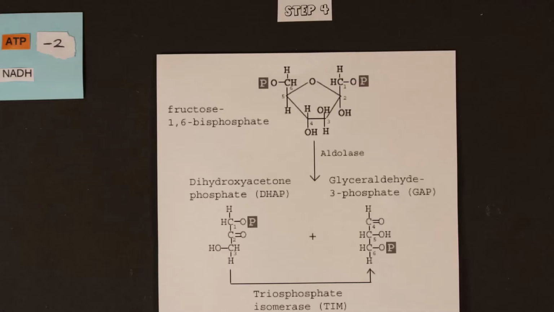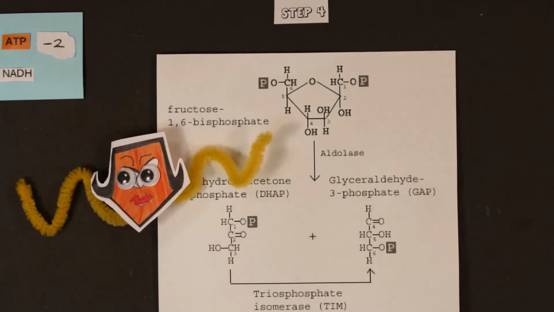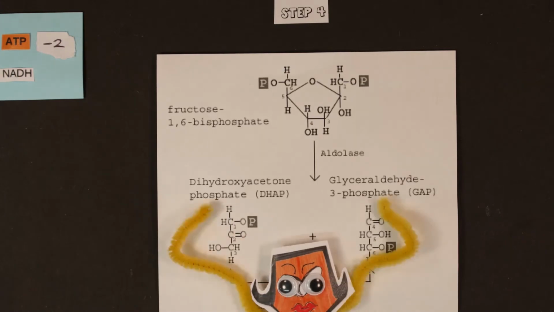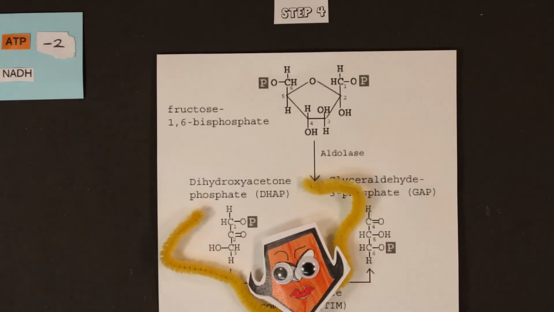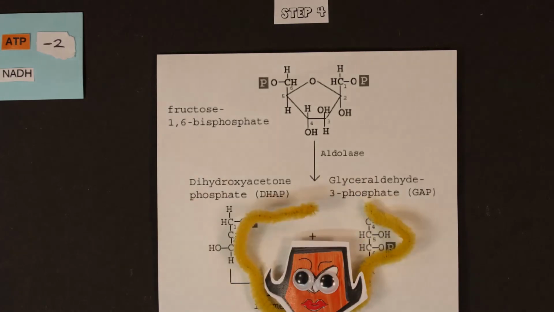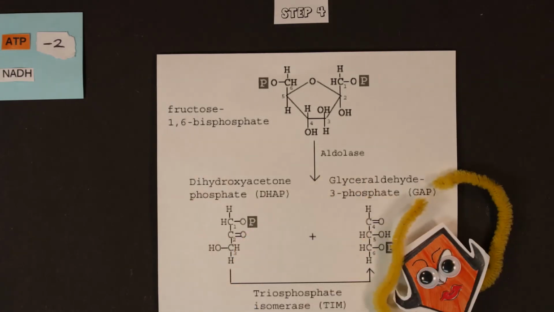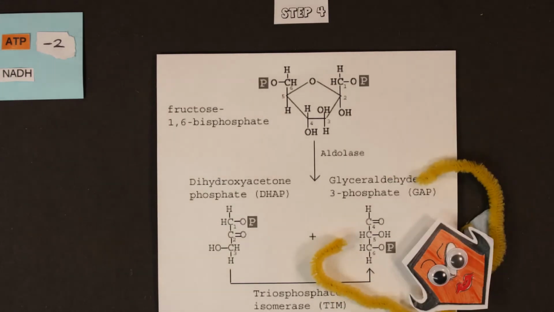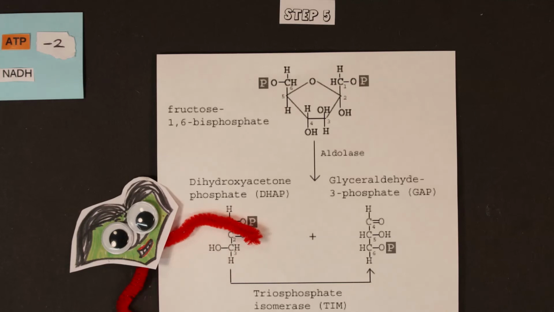Step 4. The enzyme fructose bisphosphate aldolase breaks up fructose 1,6-bisphosphate into 2 3-carbon sugars that are isomers of each other, dihydroxyacetone phosphate or DHAP and glyceraldehyde 3-phosphate, also called GAP. However, only GAP can proceed to the next step. Therefore, in step 5, DHAP is converted into GAP with the help of an enzyme called triose phosphate isomerase.